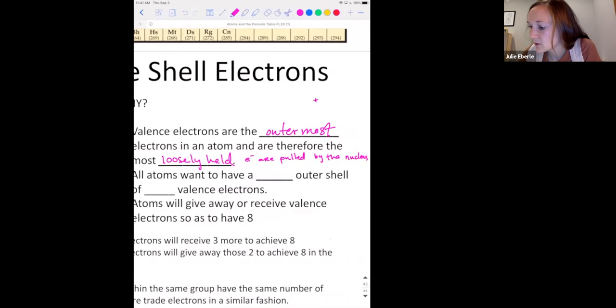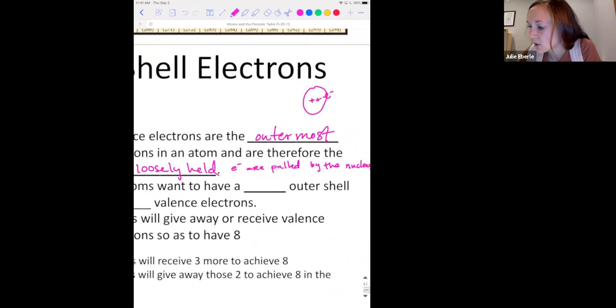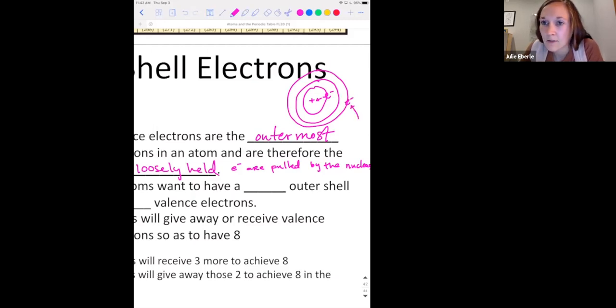Okay, so if we have a positive charge in the middle, there's our nucleus, and we have some electron floating around it. We said there was an attraction. That electron is being pulled towards the nucleus. But when you have an electron on shell number 1 versus an electron on shell number 3, this valence electron doesn't feel the pull of that nucleus as strongly as the electron that's closer.